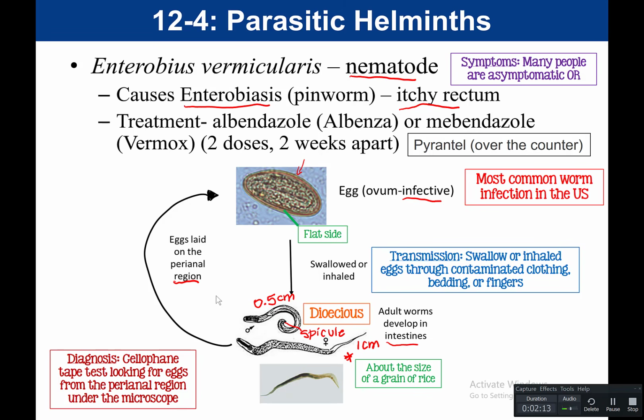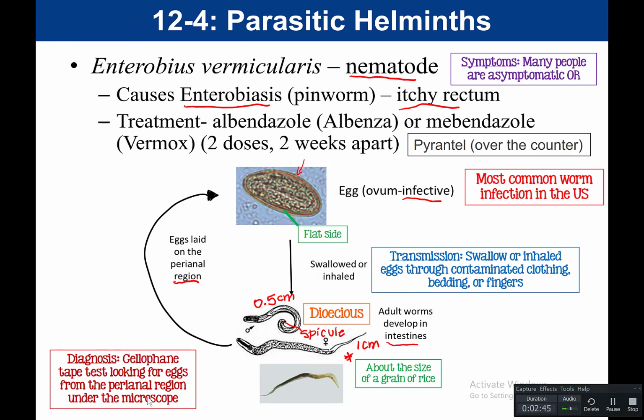female, she is going to crawl out of the rectum at night, and she is going to lay eggs on the perianal region. And when she does that, and then let's say a child, for example, scratches and gets those eggs on their hands or in their bedding, etc., that's how this disease is transmitted. You want to know the diagnosis, so that you're going to use a cellophane tape test looking for eggs from the perianal region under the microscope.